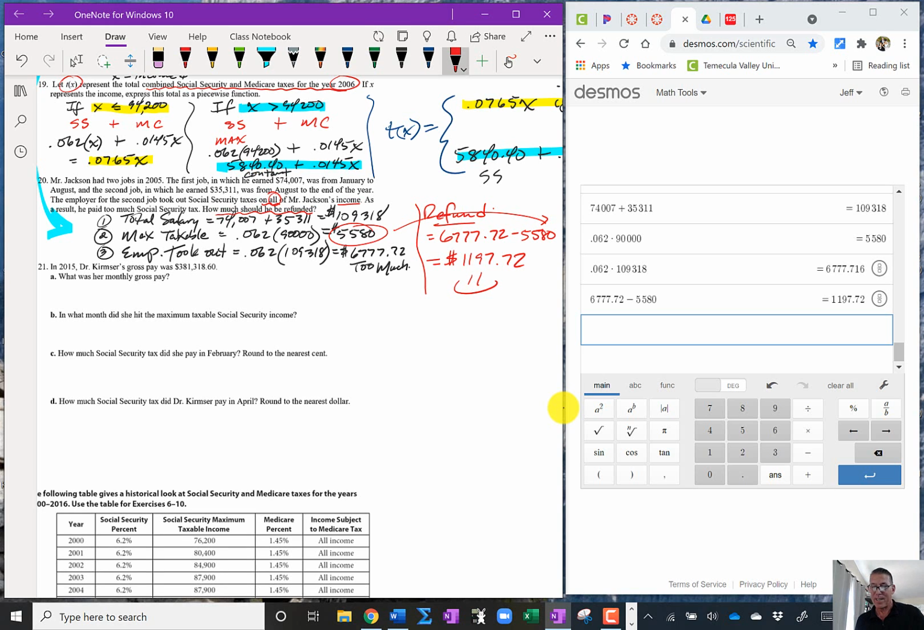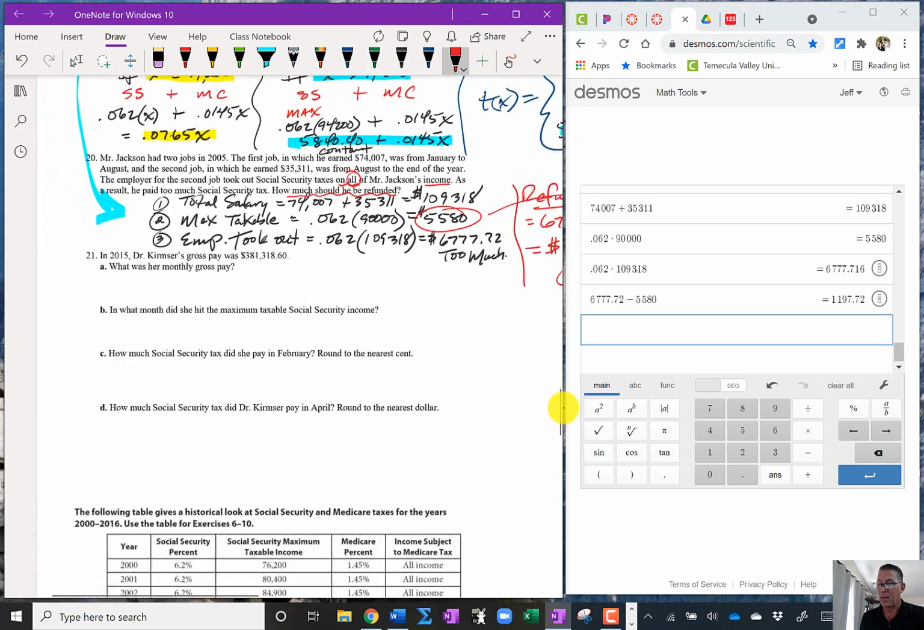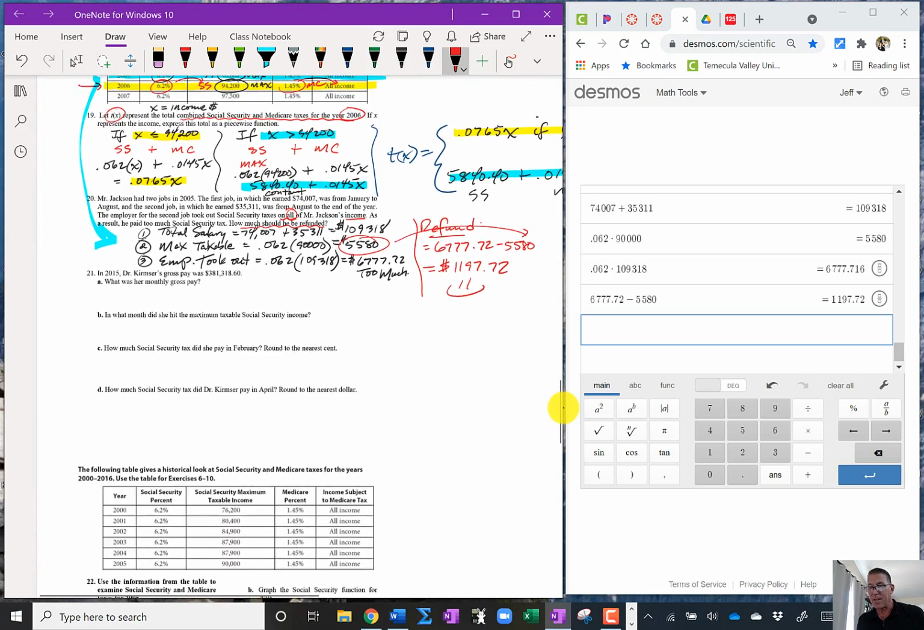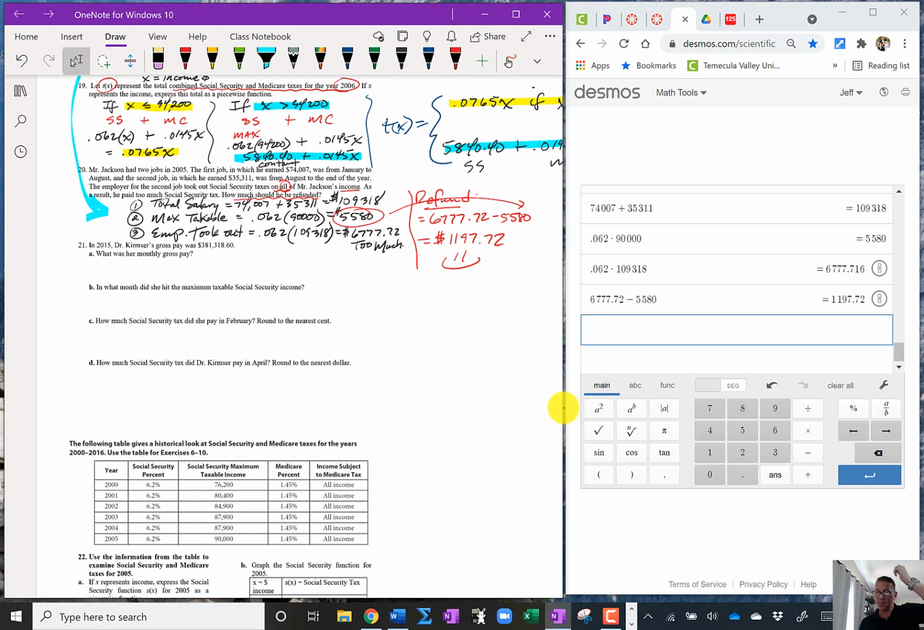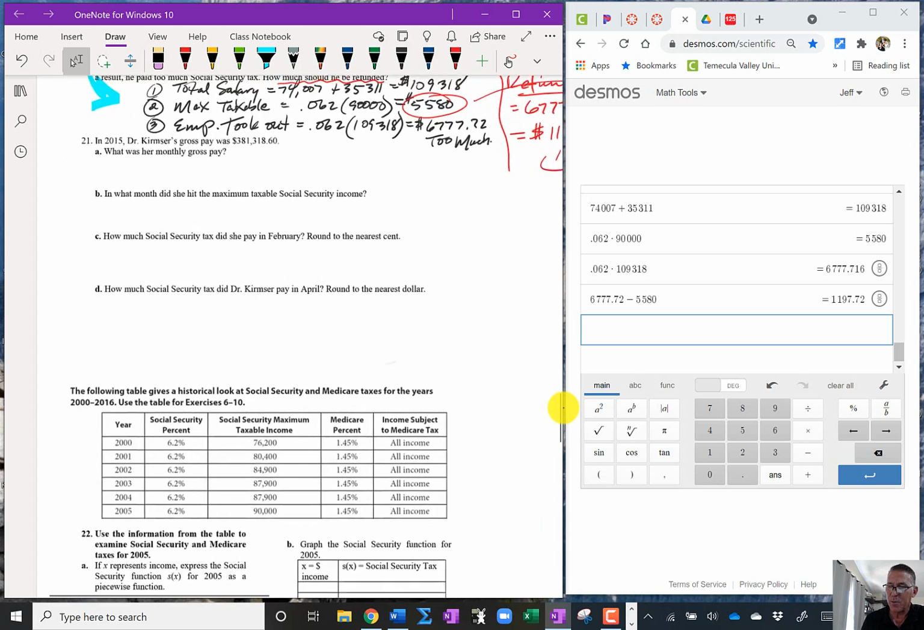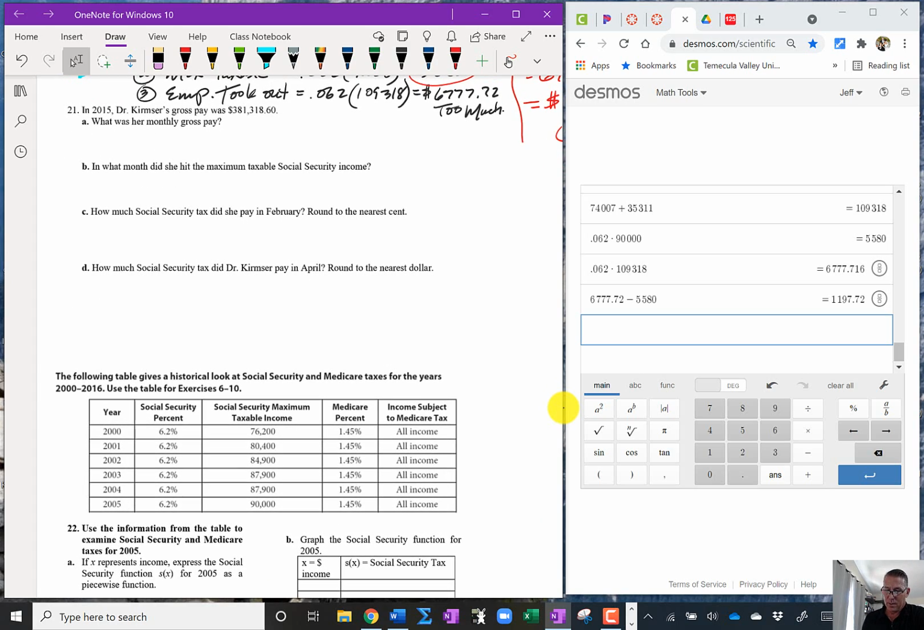So 381,318.60 divided by 12. Hopefully I did that right. So you get that monthly. Okay, there we go. All right, in what month did he reach the maximum taxable income?